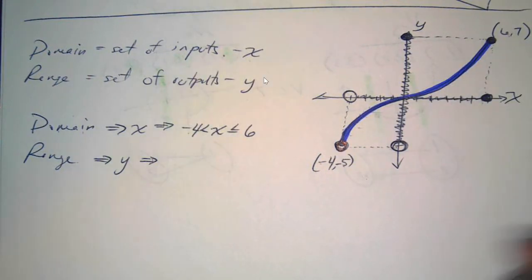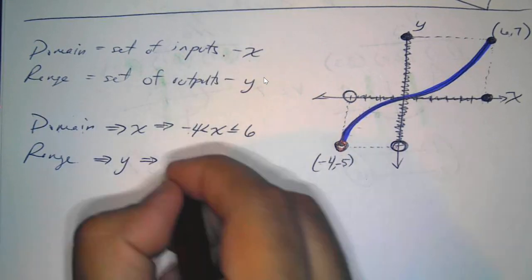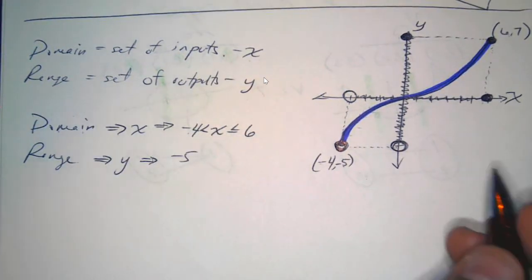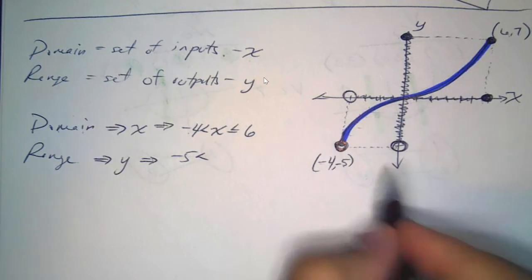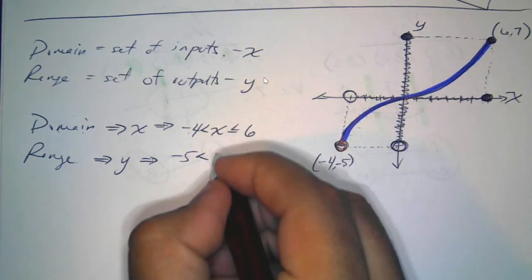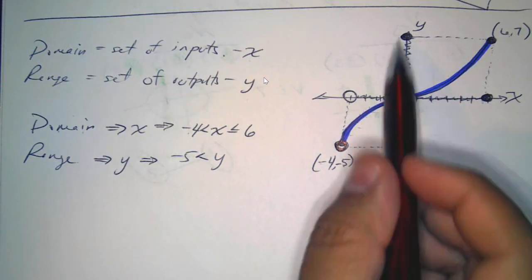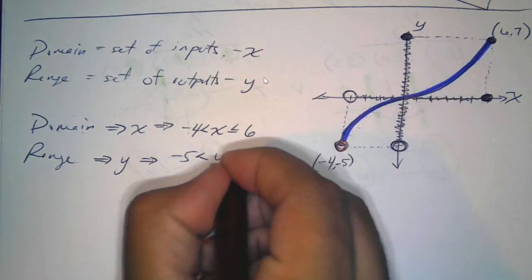So what are the ranges then? Well, the range means that the -5 is the lowest. Again, because it's an open dot, it's not equal to it, so y has to be greater than -5. And what's the highest y can be? Well, the highest it can be is 7.